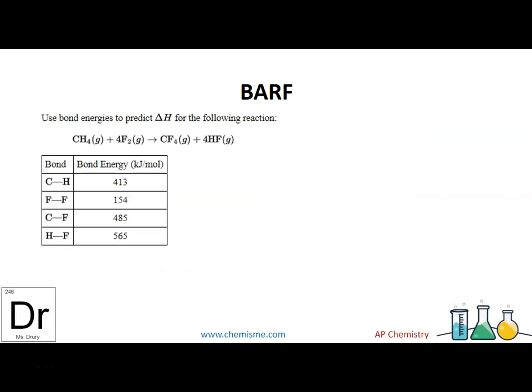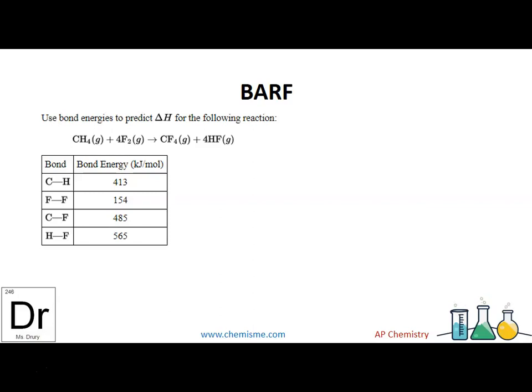Anything that you're breaking, you have to add together, and then anything you're forming, you have to negate, because BARF stands for breaking absorbs, and you release energy when you form a bond. So the problem with these questions is, if you were given heat values, you did products minus reactants. But if you're given bond energies, you're doing reactants minus products. See how that's a little confusing, and we'll review that in class.